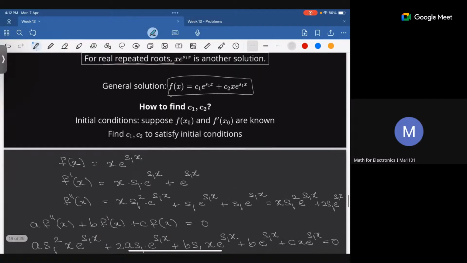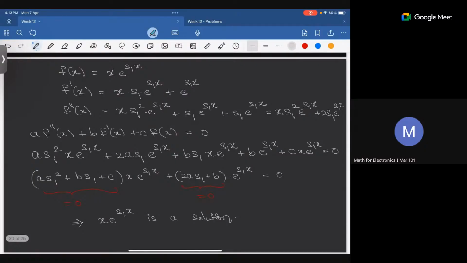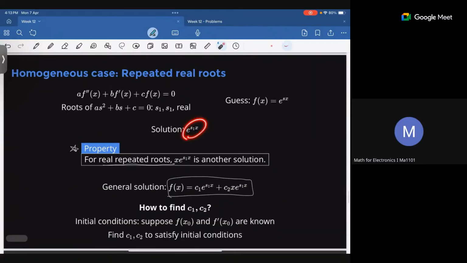So I have also written down why x into e power s1x will be a solution, and I will quickly go through it. I hope e power s1x is clear, because if you substitute, you will get a s1 square plus b s1 plus c is equal to 0. If s1 is a root of this equation, then if I substitute, it should satisfy it.